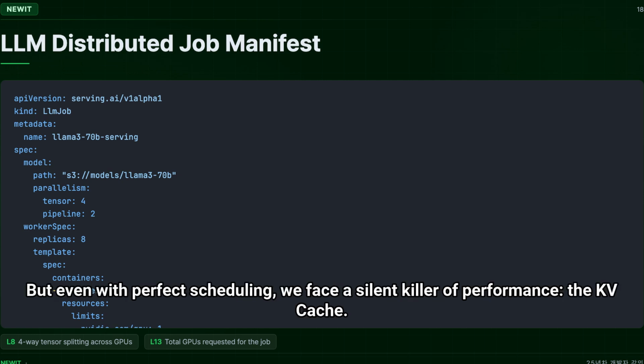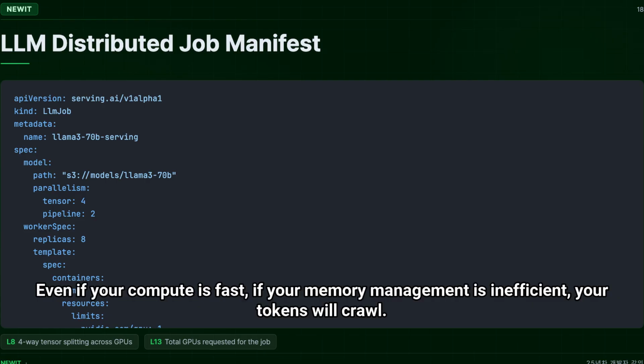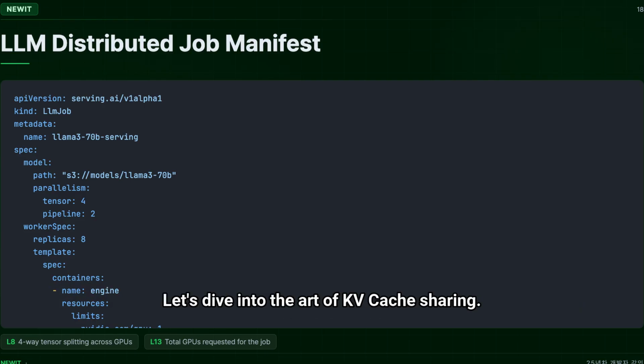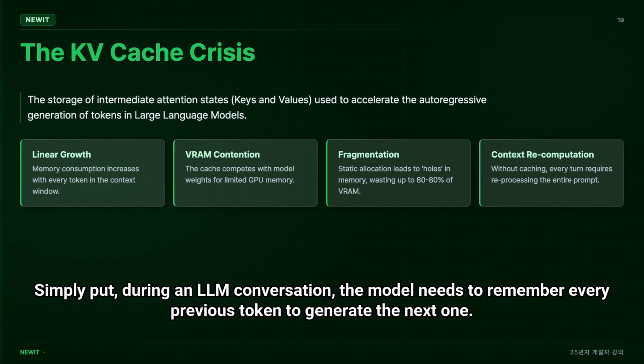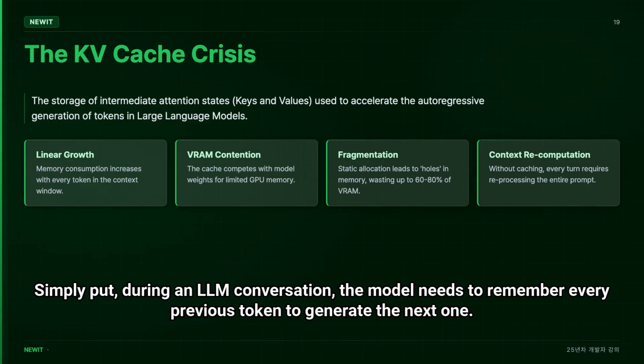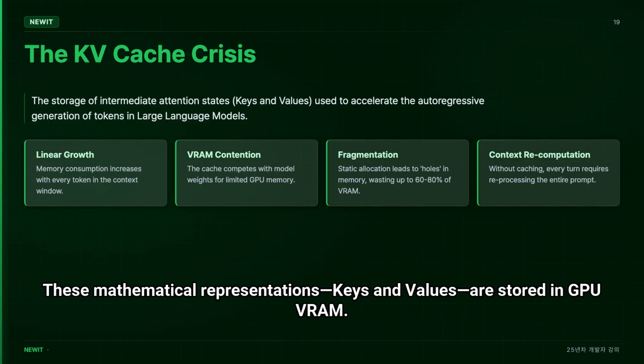But even with perfect scheduling, we face a silent killer of performance, the KV cache. Even if your compute is fast, if your memory management is inefficient, your tokens will crawl. Let's dive into the art of KV cache sharing. What is the KV cache? Simply put, during an LLM conversation, the model needs to remember every previous token to generate the next one. These mathematical representations, keys and values, are stored in GPU VRAM.